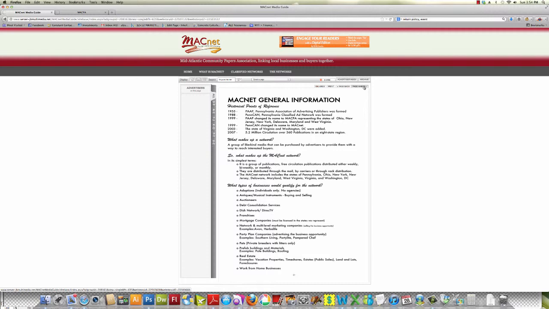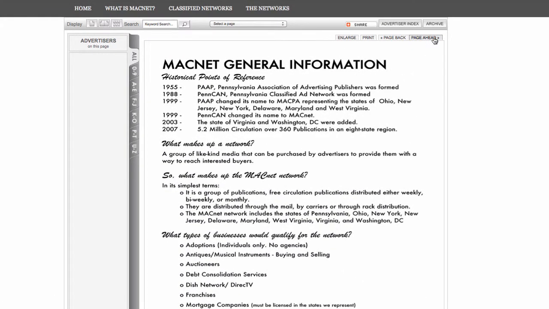Free circulation publications have been in existence since the beginning of print. Benjamin Franklin didn't charge a subscription for his publications, but rather wanted the masses to have his product. Like Benjamin Franklin, our publications had the same idea. In 1955, a group of like-minded publishers of free circulation publications came together and formed the Pennsylvania Association of Advertising Publishers. At the same time, a national group was formed called the National Association of Advertising Publishers.